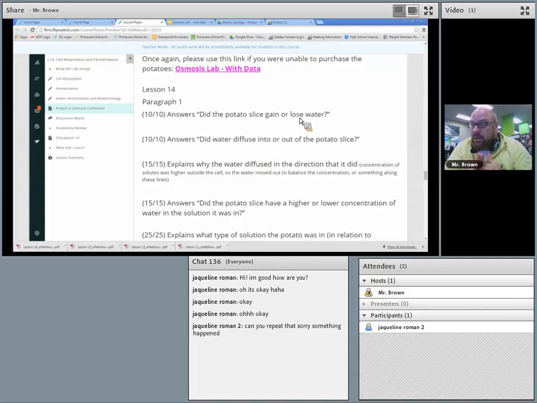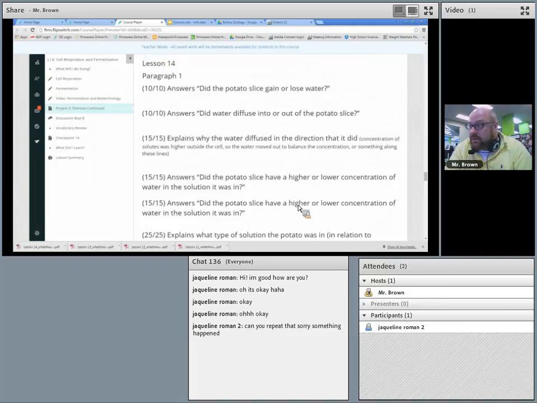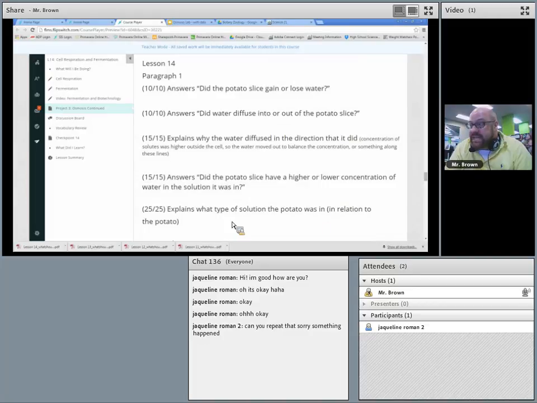Why did it diffuse in the direction that it did? The water concentration in the salt water was lower than in the potato. The potato had more water in it than the salt water did, so the water went out of the potato and into the salt water. The potato slice had a higher concentration of water. That's why the water left. The saltwater potato was in a hypertonic solution, because it got smaller. Hypo, like a hippo gets fat.